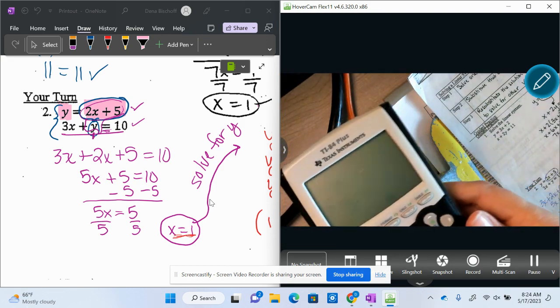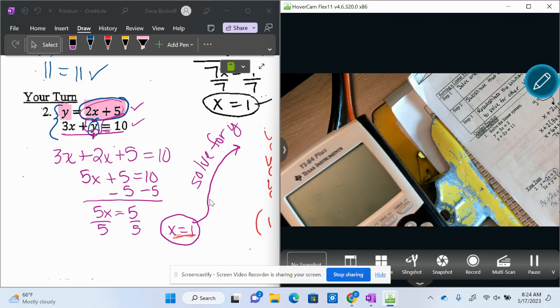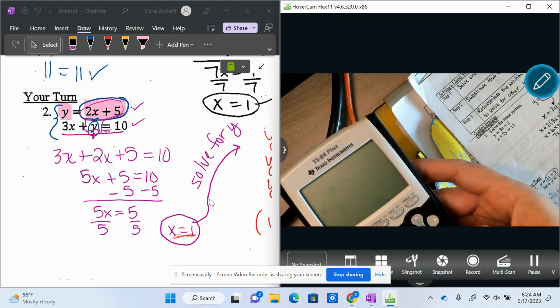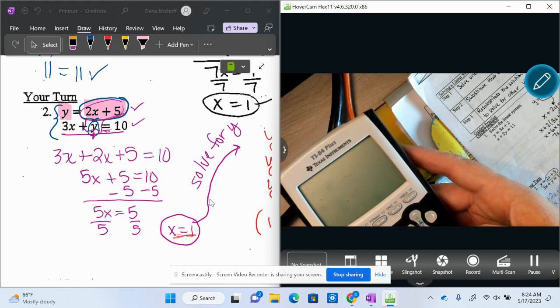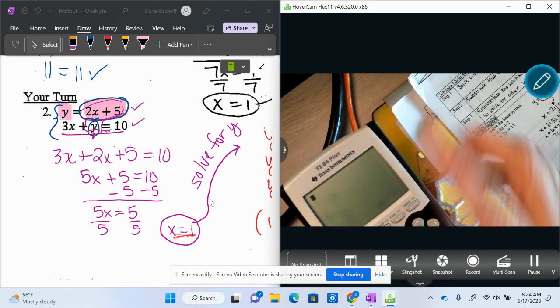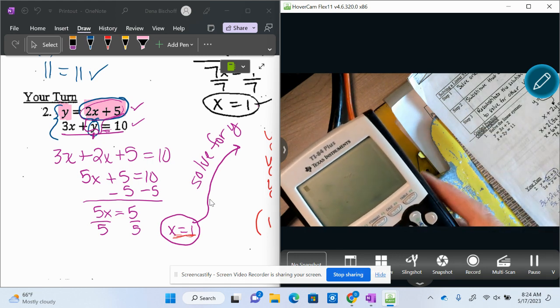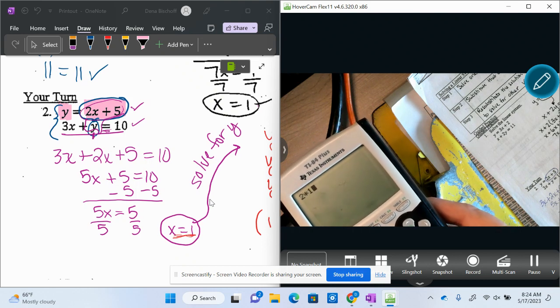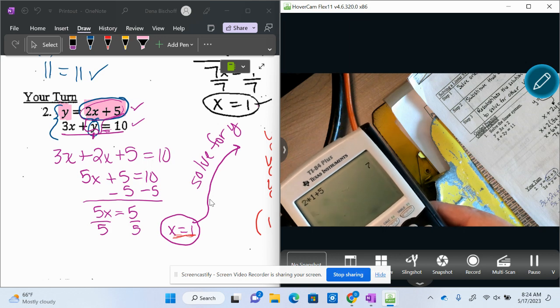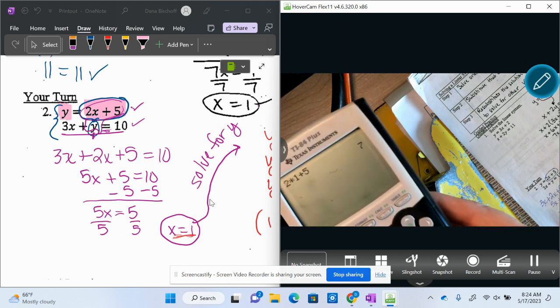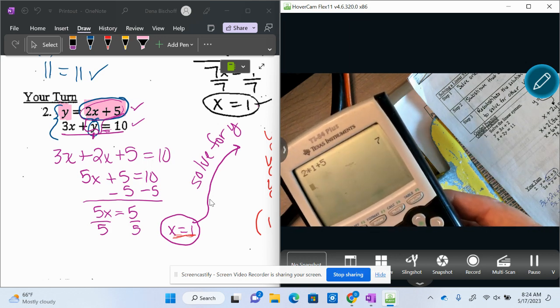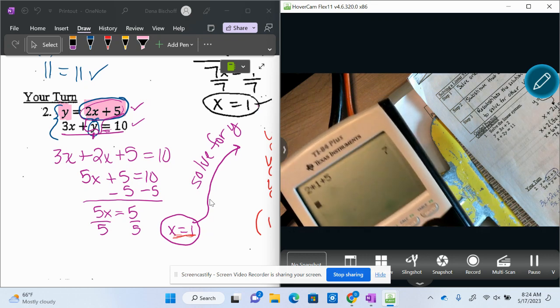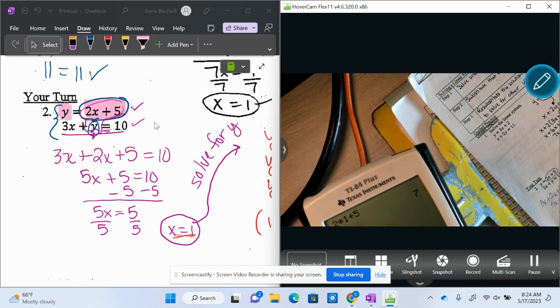So in my calculator, I am going to type in y equals, so y is what? 7. So whatever I do has to equal 7, right? So I'm checking the first equation. So 2 times 1, because x is 1, plus 5. And it better equal 7, because that's what y is. Is that what we get? It is. Okay.